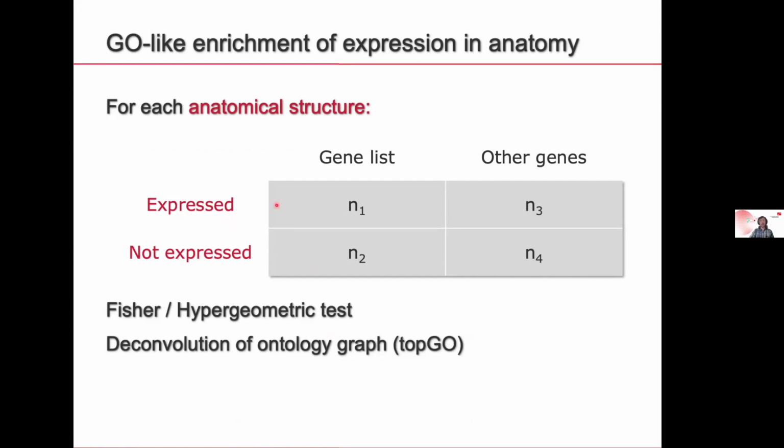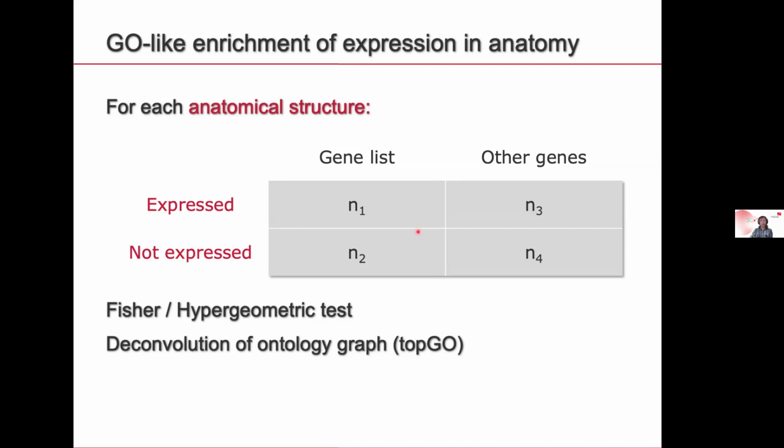You would have your gene list, and for each anatomical structure, some genes will be expressed in this structure and some will not. And you have the other genes which will be expressed in the structure or not, and you'll be able to do a Fisher test or a hypergeometric test and find whether you have enrichment or depletion of your gene list in each anatomical structure. This is really like what you do for a gene ontology test, where you go over all the gene ontology terms and you look, do I have an enrichment of annotation of my gene list to this gene ontology term or not relative to the other genes, the background.